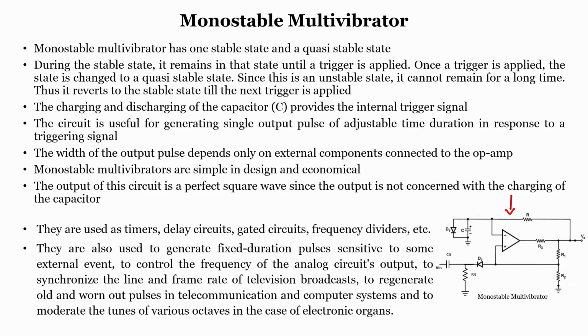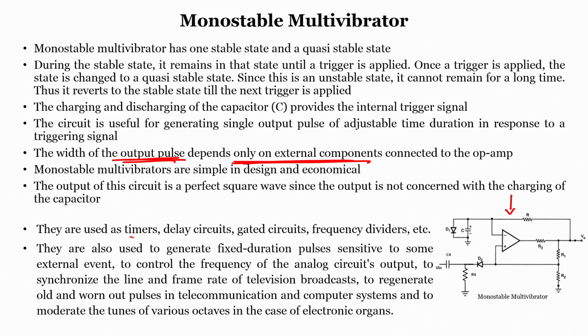Whenever you apply a trigger signal, there will be a pulse generated. The width of the output pulse depends only on external components connected to the operational amplifier. The advantage of the monostable multivibrator is that it is simple in design and economical. The output of the circuit is a perfect square wave, since the output is not concerned with the charging of the capacitor, that is the advantage.